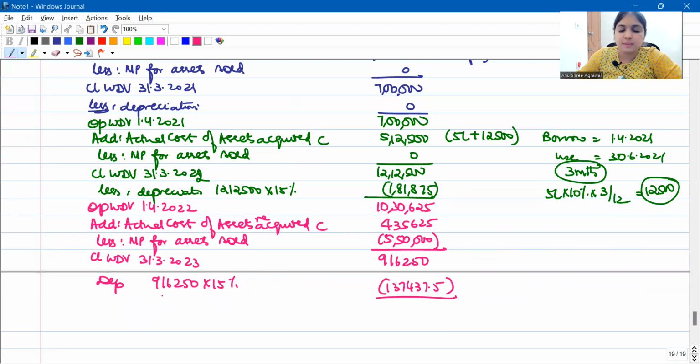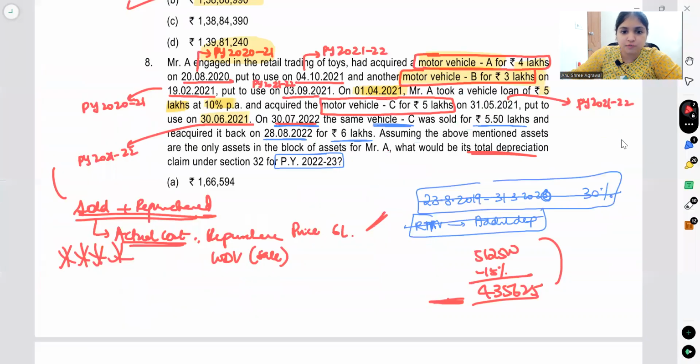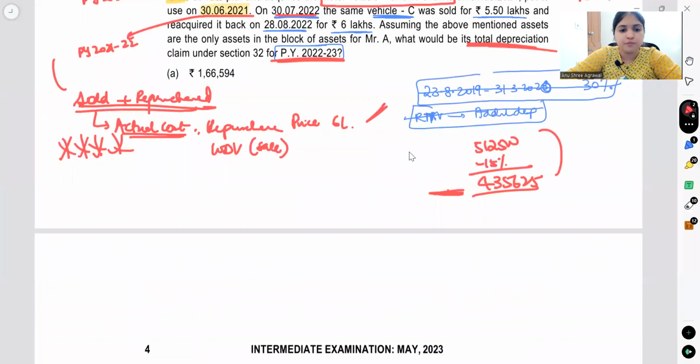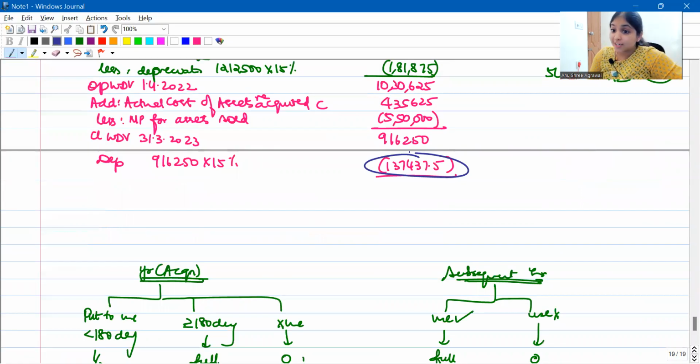All right, this is what they were asking us. They were asking us what is depreciation for 22-23. Third year that we are calculating is 22-23, right? If you look at the question, they are asking us what is depreciation for 22-23. How much should we calculate? 1,37,438, option C. This is going to be the depreciation. Got it? The last question was a very good question. The first question about TDS, TCS, and this last question about depreciation, both amazing questions.